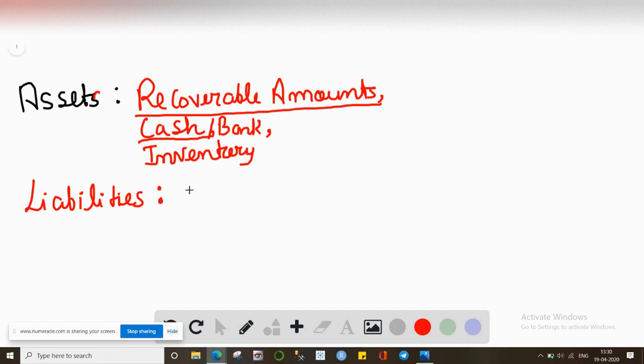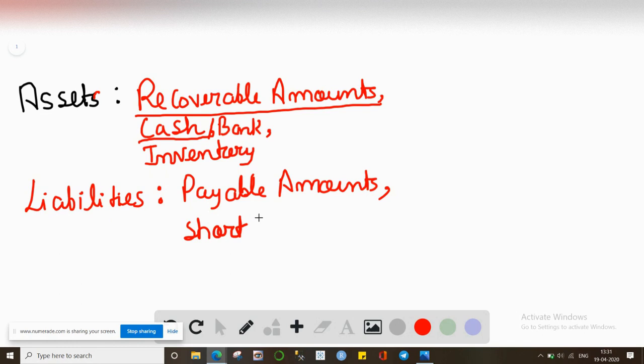Payable amounts. Let's say our business is a customer for someone else, and we have to pay them as a vendor, or we have purchased some goods from our supplier but have not paid yet. So that will become our liability, because in that case we have to pay our suppliers for the benefits we have availed of. Short and long term debt.